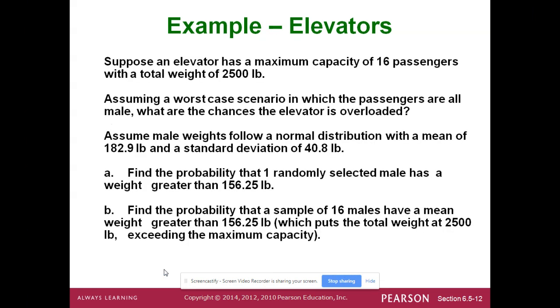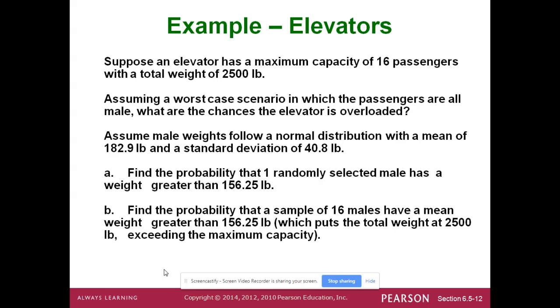There we go. Here's an example. An elevator with a maximum capacity of 16 passengers has a total weight of 2,500 pounds. Okay, that's our maximum capacity for that particular elevator. Assuming a worst case scenario in which passengers are all male, because they tend to weigh more, what are the chances of the elevator being overloaded?